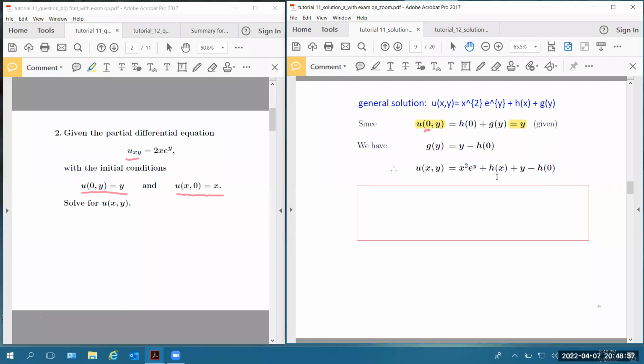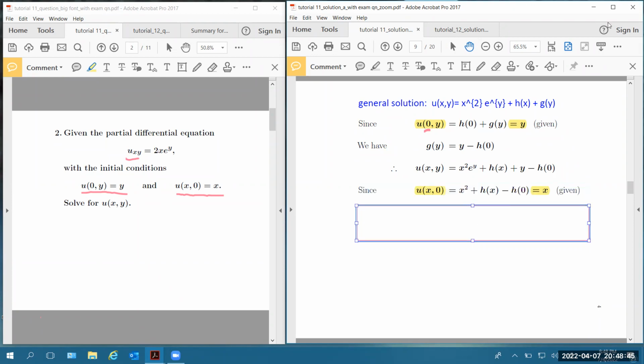What remains is h. Well, we have another condition, right? So let's use another condition. Now, another condition is u(x, 0) equal to x. And see this 0 here? When they say u(x, 0), which variable is 0? Class? Y. Yeah, it's y. So I'm going to put y as 0 over here.